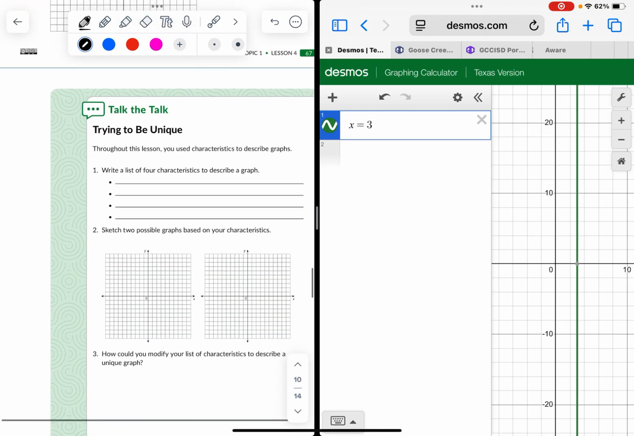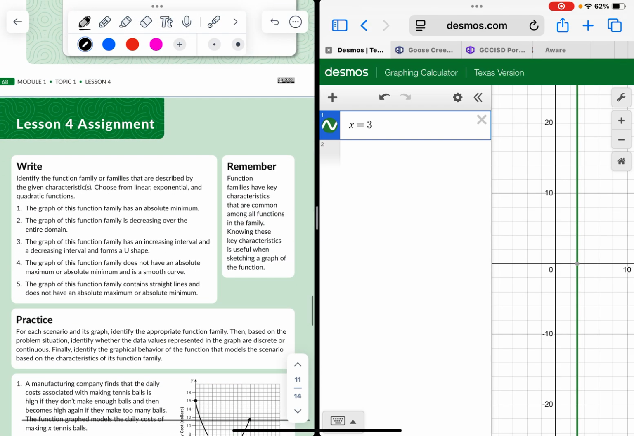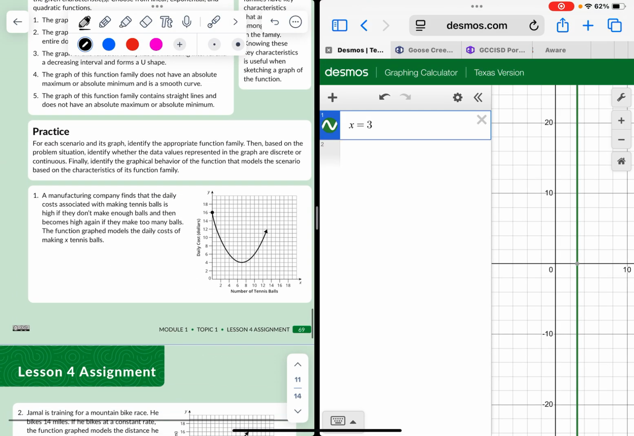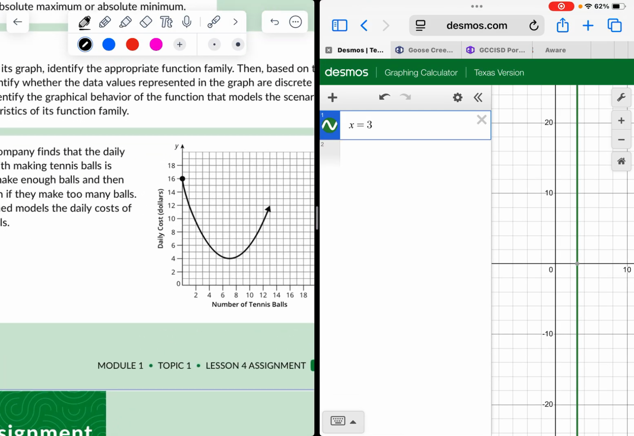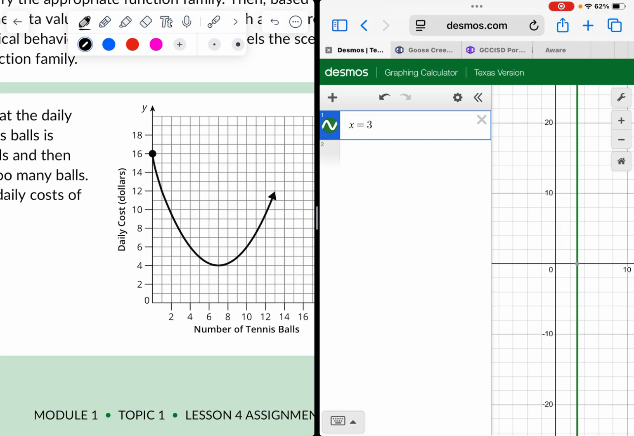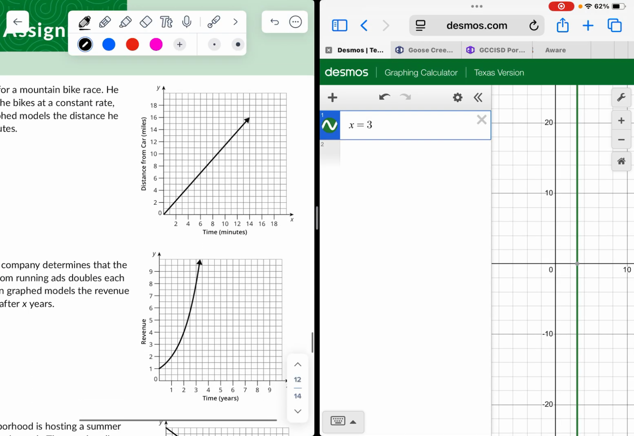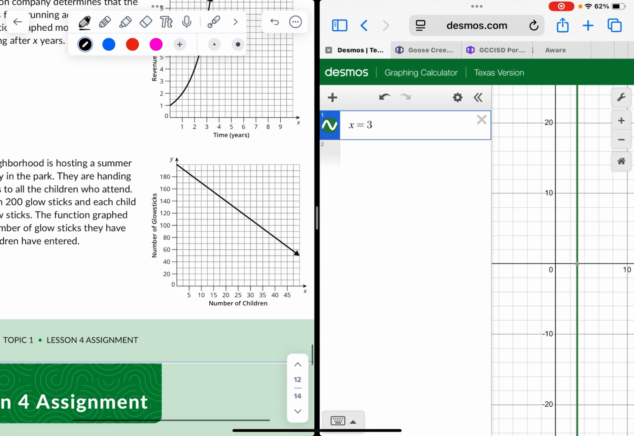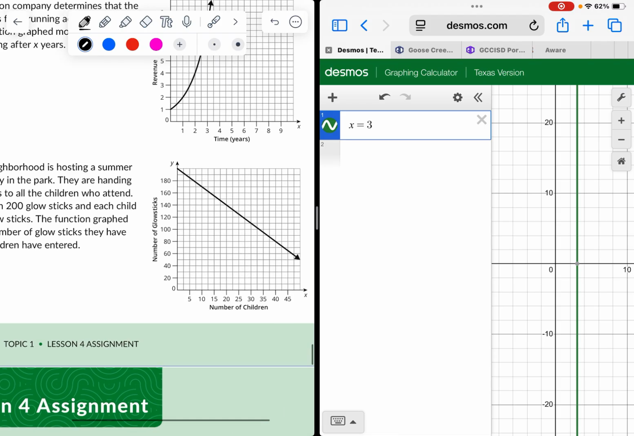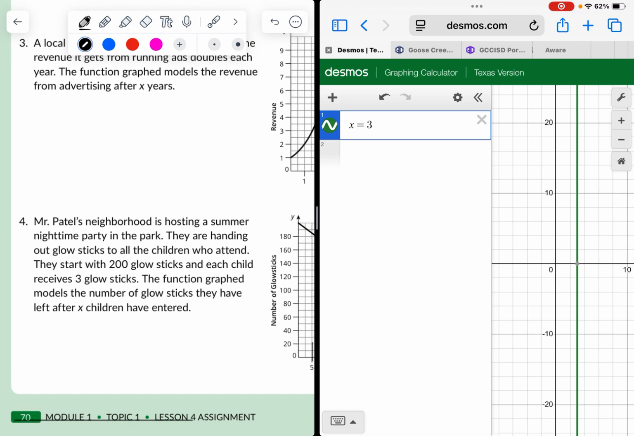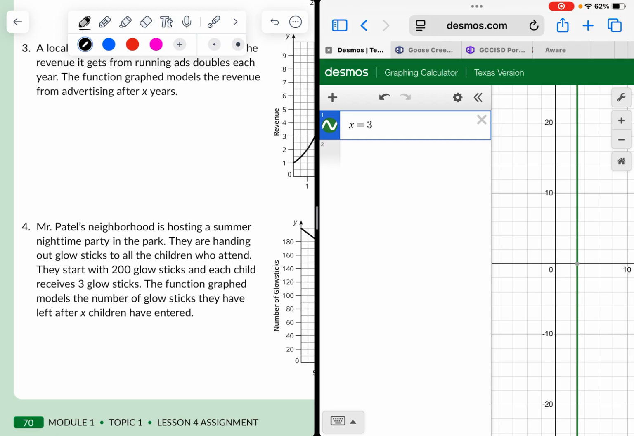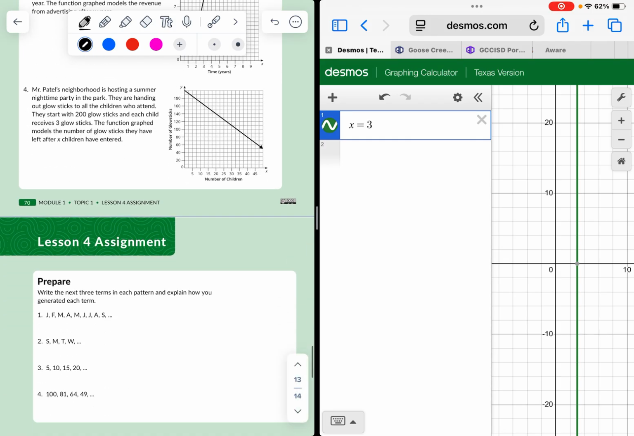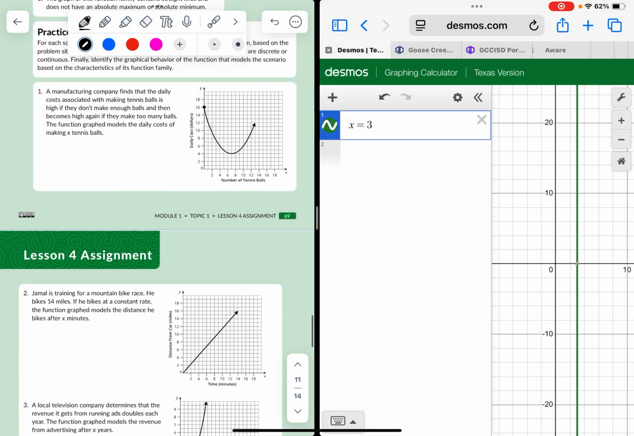Okay. Not going to do the rest of these. There is a lesson 4 assignment that you can go and do some practice and look at this one. For example, this one's a quadratic. It decreases, then increases. It's drawn as a continuous. This next one, linear, it's continuous. The next one is exponential, continuous. This last one on this page looks like it's linear and it's continuous. And you're just going through and identifying some other key features on those graphs. Okay, that's it for today's lesson.